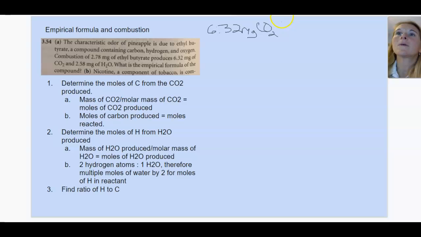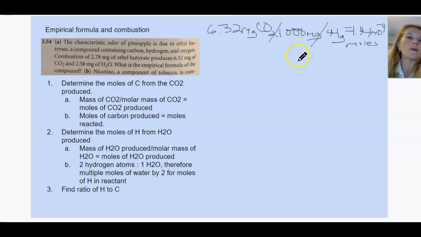And we are going to divide by 1,000 milligrams to get into grams. And then we are also going to divide by the molar mass of carbon dioxide, which is 44 grams. And so when we do our calculations, we realize that we have 1.44 times 10 to the negative 4 moles of carbon dioxide.